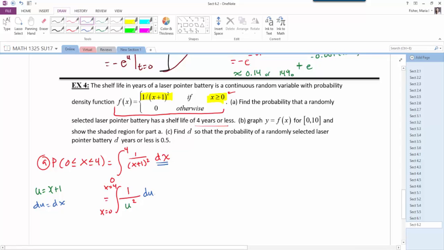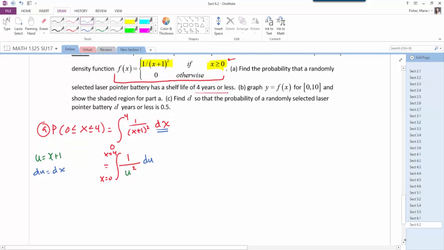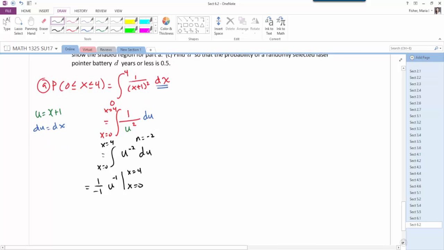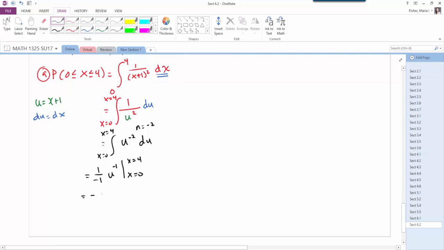So I know that when I look like this, I need to rewrite it before I take the integral. So this is going to be the same as the integral from x equals 0 to x equals 4 of u to the negative second du, because I don't know how to integrate division. But this is now just my power rule. Here my n is equal to negative 2. Therefore, this is going to equal 1 over negative 1, u raised to the negative first, evaluated from x equals 0 to x equals 4. If I clean it up and put my x's back in, I'm looking at the negative of 1 over, remember my u is my x plus 1 raised to the first power now, and this gets evaluated from 0 to 4.